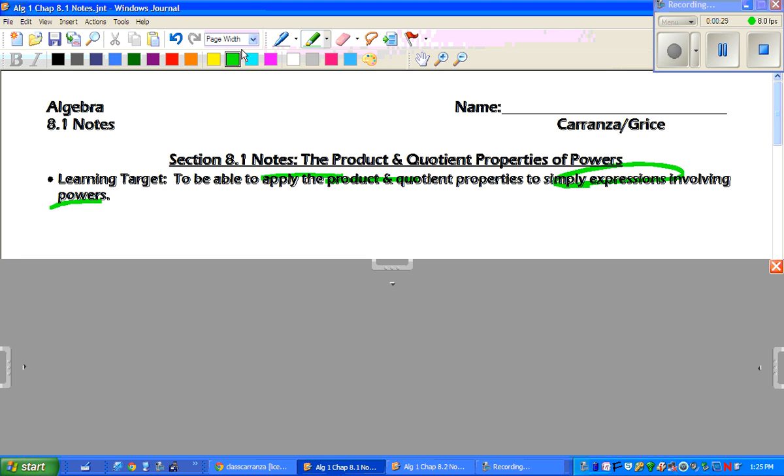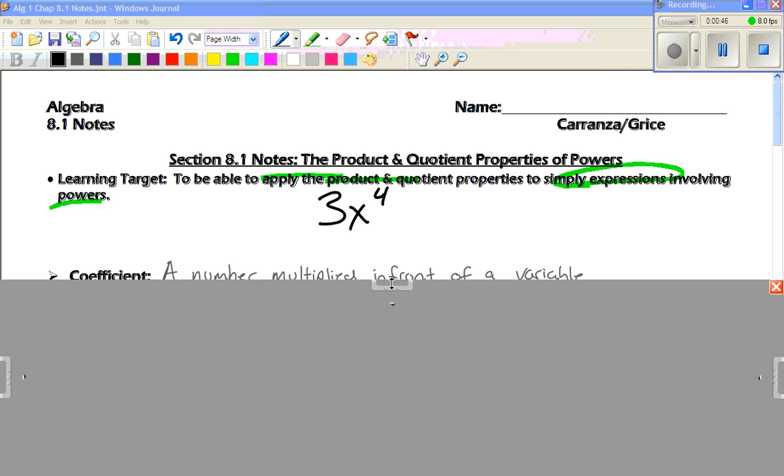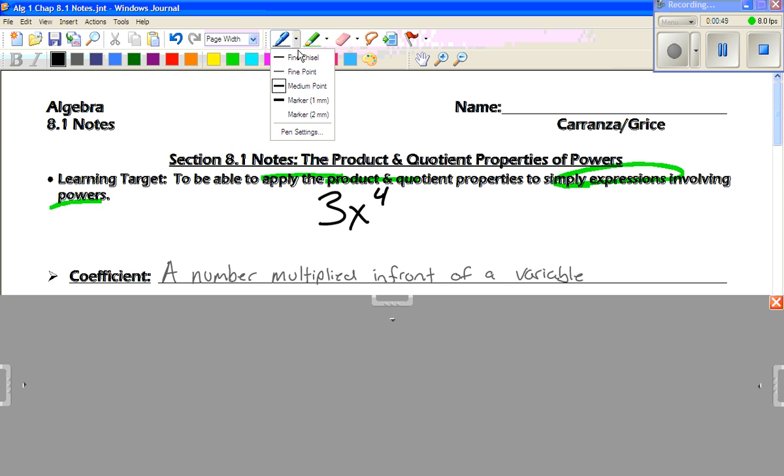Okay, so to start this off, we do have a lot of vocabulary. But we're going to be looking at this example, okay? 3x to the fourth. So go ahead and write that down. Now, first word we're going to look at is the word coefficient. Coefficient is a number multiplied in front of the variable, okay? So in this example, the 3 is the coefficient because it is the number in front of the variable.